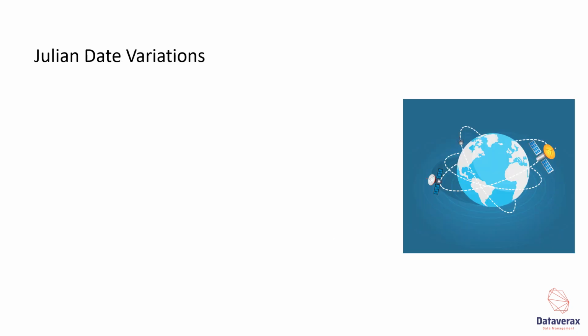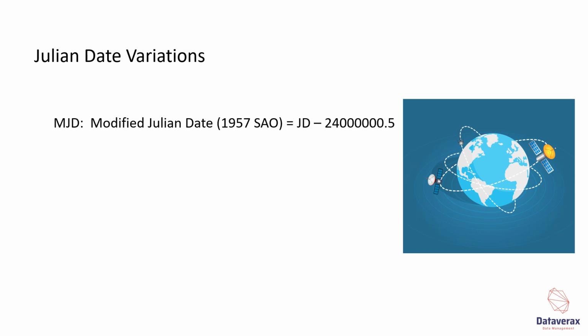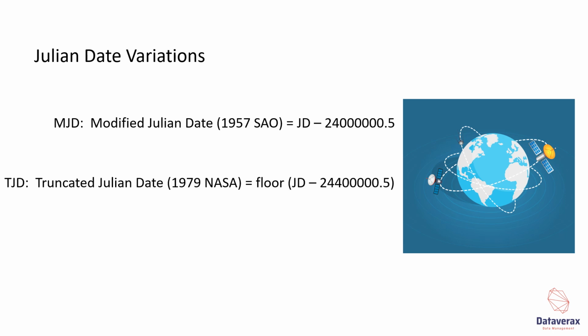There are several variations of the Julian date. The first of these is called the modified Julian date, which saw the day reduced by 2.4 million and also modified so that the day flipped at midnight and not noon. This was done for the recording of the Sputnik satellite so that they could have the number reduced to 18 bytes. The second date that I will talk about is the truncated Julian date, which was created by NASA in 1979.